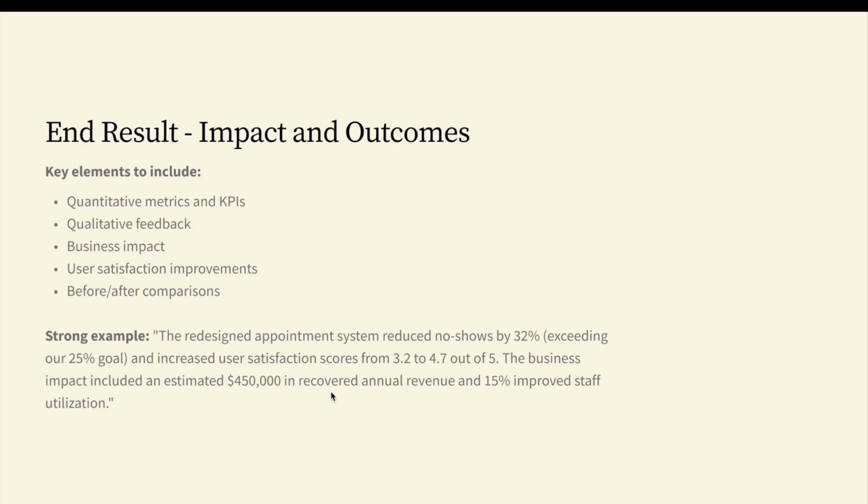So this example is effectively connecting the solution to concrete business results, which means a 32% reduction in no-shows and 4.5 in recovered annual revenue. And also it is showing the user satisfaction improvement from 3.2 to 4.7 rating. So this is how we will actually come up with the impact and outcome statement.